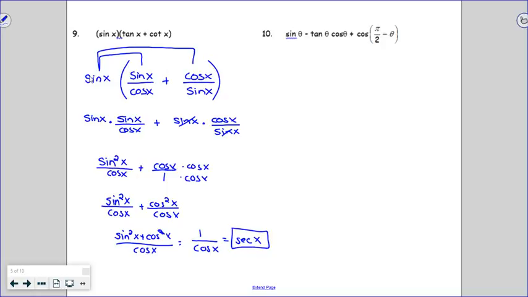Number 10, one of the things we can do is, first of all, replace at the very end here that cosine of pi over 2 minus theta. That is our cofunction identity, and that can be replaced with sine of theta. So this would look like sine of theta minus, and I'm going to go ahead and rewrite that tangent. So this next term here, tangent cosine, would be sine of theta over cosine of theta times cosine of theta.